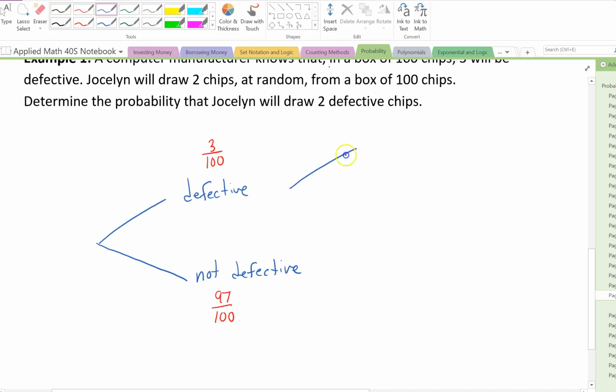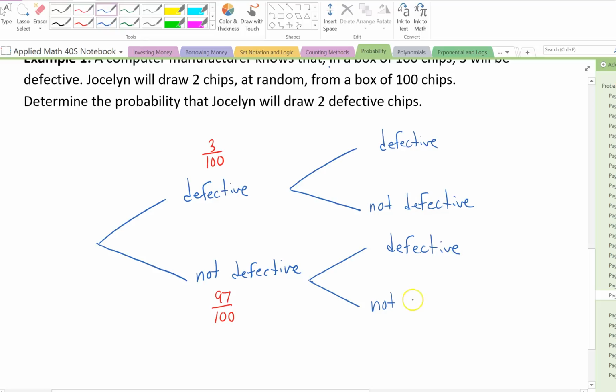And then for the second chip, if the first one's defective, the second one might be defective, or it might not. And the same will hold true if the first one's not defective. The second one might be defective or not. But what we're trying to solve for is the probability that Jocelyn will draw 2 defective chips. So the first one is defective and the second one is defective.